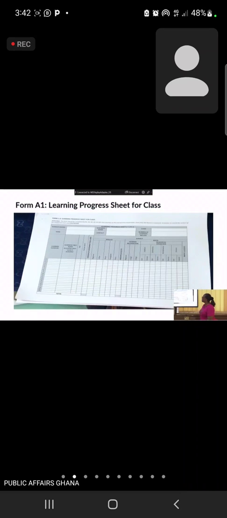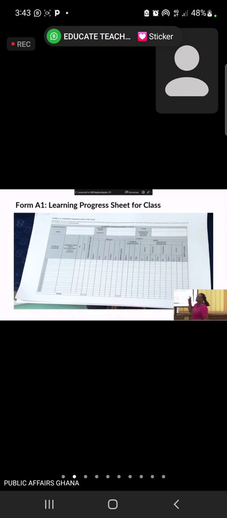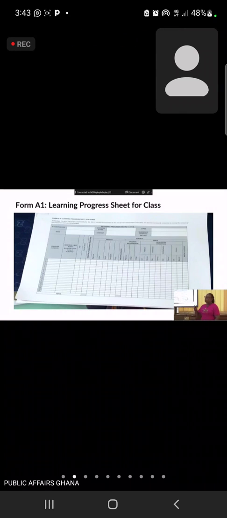This is the frontage of the LPS A1. Previously we have seen glimpses of it, but they had been filled in. And so you will see that it is labeled Form A1, Form 1A, Learning Progress Sheet for class. This form should be completed by B2, B3, B4, B5, and B6 class teachers at the end of every assessment. Remember, you put in the details of the assessment on this form.